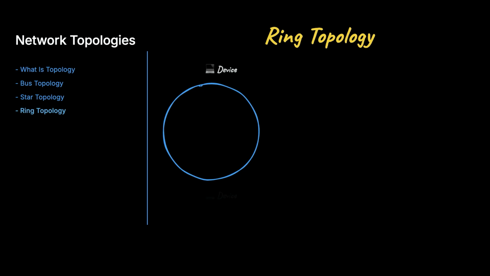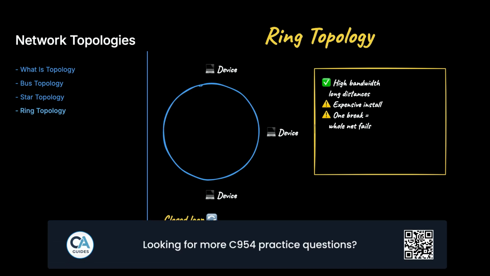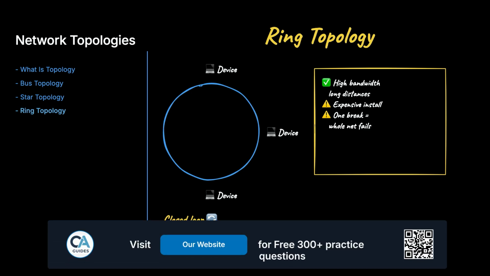Third is the ring topology. Here, devices connect to one another in a closed loop, so each machine links directly to two neighbors. A ring can offer high bandwidth over long distances, which is its strength, but it is expensive and difficult to install, and a single break in the loop can disable the whole network.